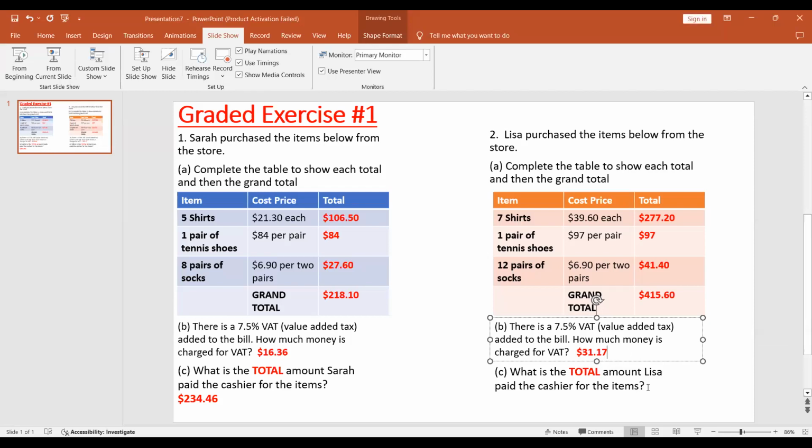And now we want, what is the total amount Lisa paid the cashier for the items? The total. So we add, right? $415.60 to $31.17. And what do we get at the end? We get $446.77.